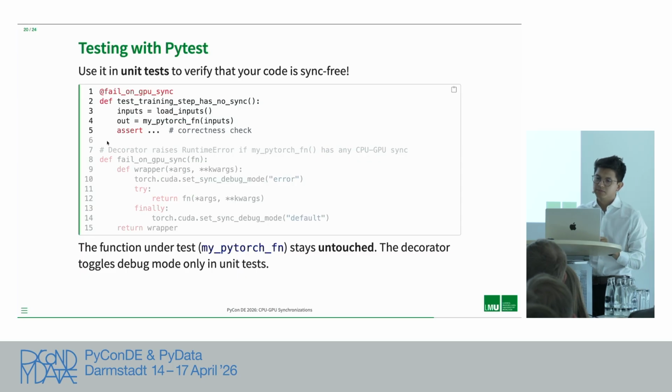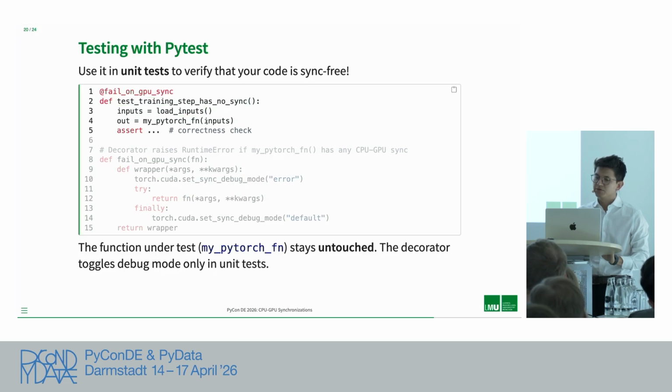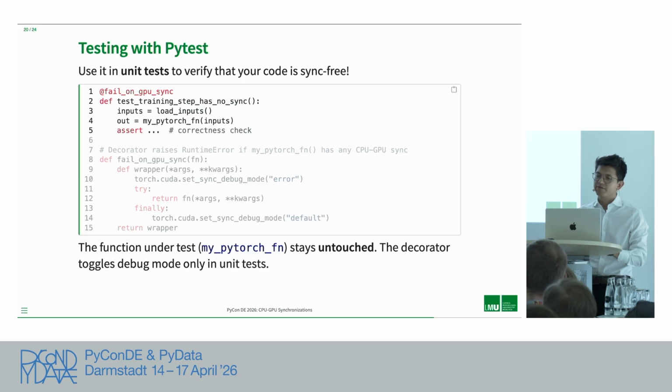Here, what you see is a unit test that is loading some inputs and then passing those inputs to something called my PyTorch function. It can be really anything. It could be your model. It could be some function that you wrote yourself. And then there is some correctness check. And what I have done here is to add a decorator that says fail on GPU sync. So this unit test will fail if my PyTorch function has a synchronization.